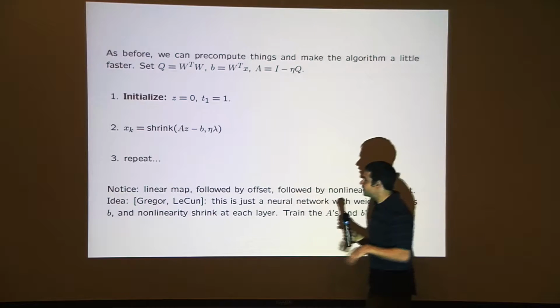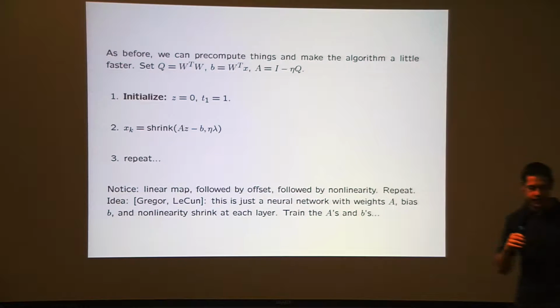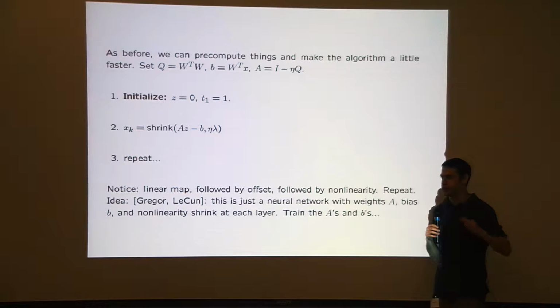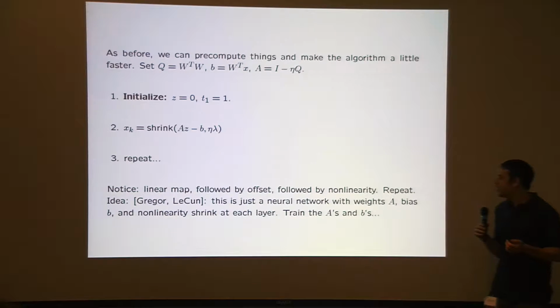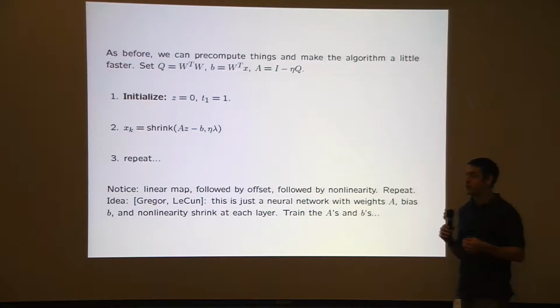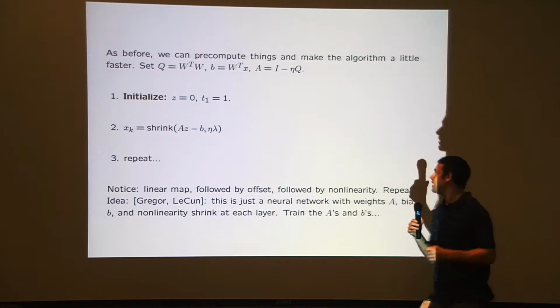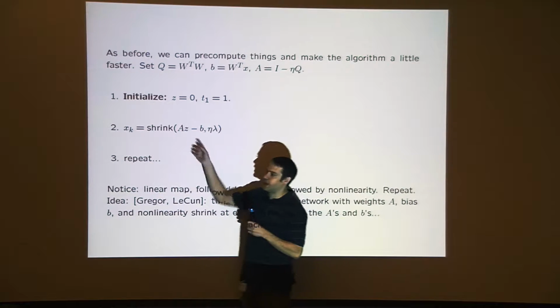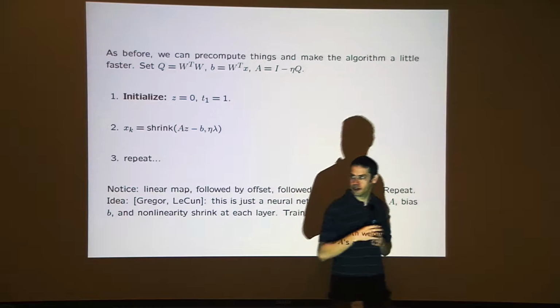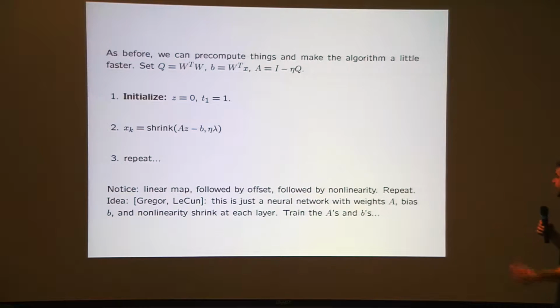But what you can see is this is just, if you do k ISTA iterations, then you have a k-layer neural network with shrinkage as your nonlinearity, right? Looks like a recurrent neural network. It is, in fact, a recurrent neural network. But it doesn't have to be. You don't have to use the same A at every step if you didn't want to. So the way it's written here, it is, in fact, a recurrent neural network.